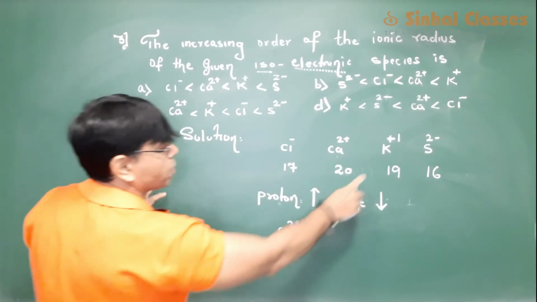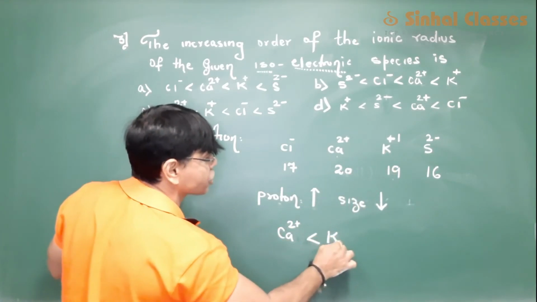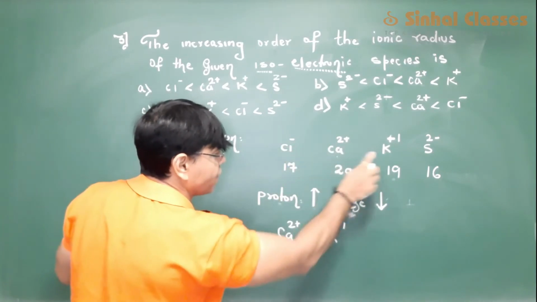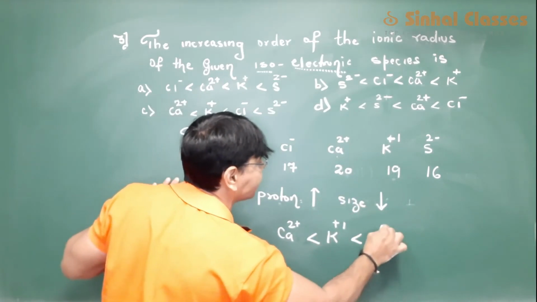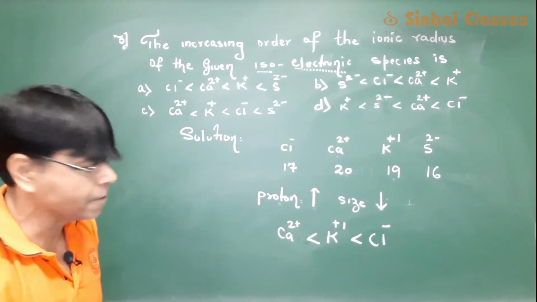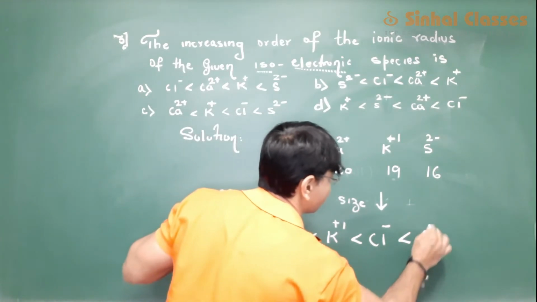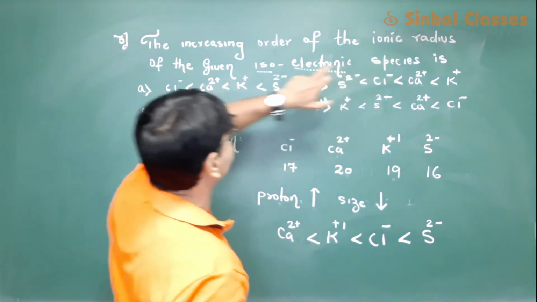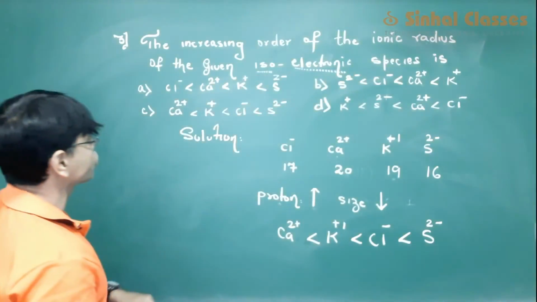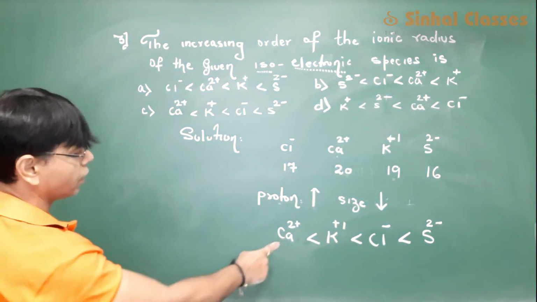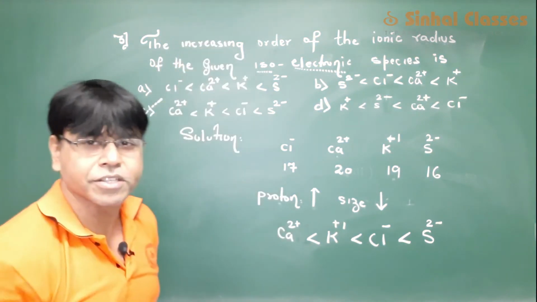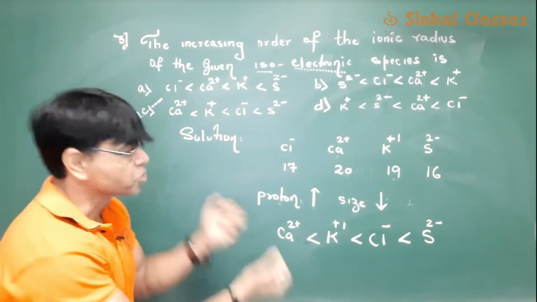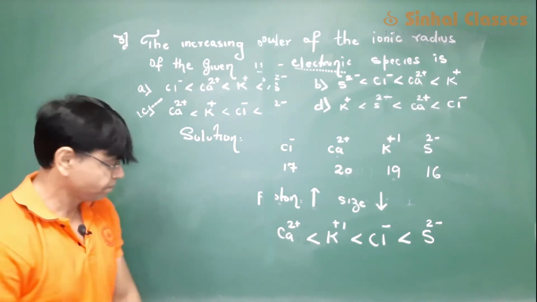Okay. And then potassium is more than calcium because it has 19 protons. And chloride will be more than this. The size of chloride ion will be more than that of potassium ion. And lastly, sulfide. So this is your order of ionic radii for isoelectronic species. So the answer for this question will be C. C is your answer for question number 3. Okay, simple. So let's go to question number 4 now.